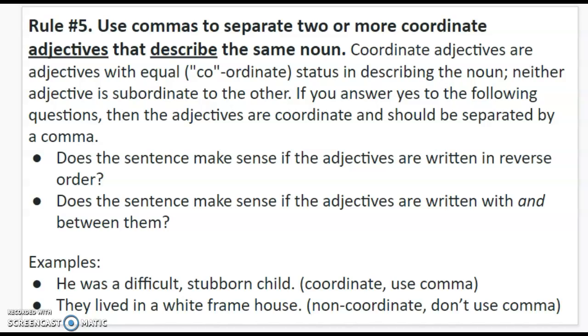So for example, the first one. He was a difficult and stubborn child. That makes sense. Or if I said he was a stubborn, difficult child, it would also make sense. That means it's coordinate and you need a comma.